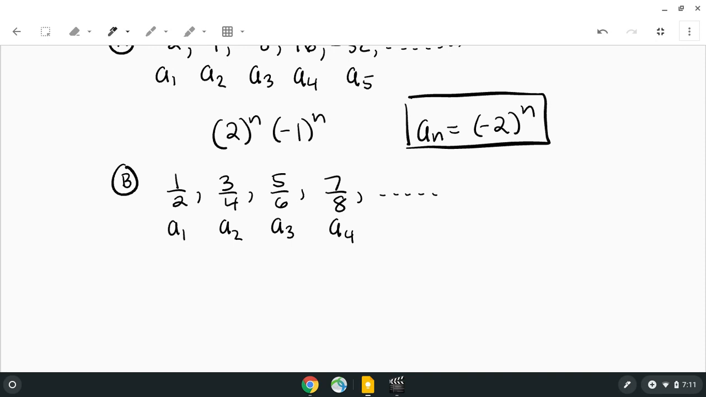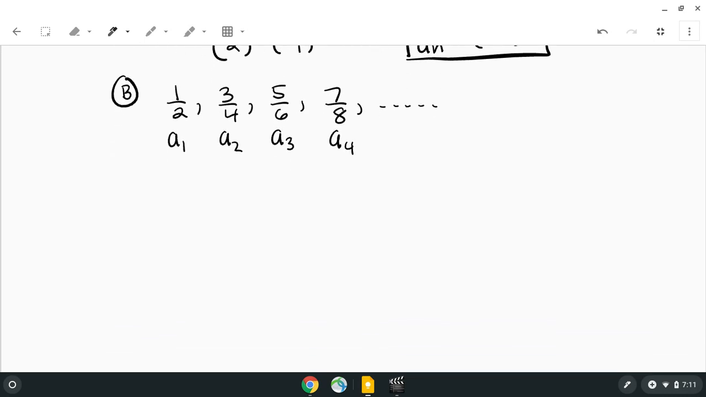And when you plug in 4, you get 8. So hopefully you see here for the denominator, it looks like it's 2 times n, right? When I plug in 1, I get 2. When I plug 2 in here, I get 4. When I plug in 3, I get 6. When I plug in 4, I get 8. Okay, so that's how we get the denominator.